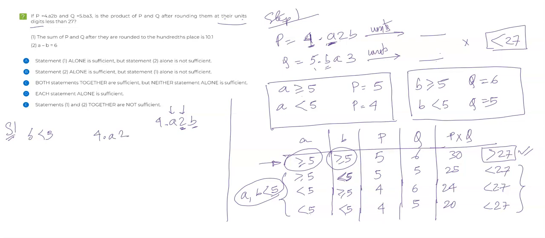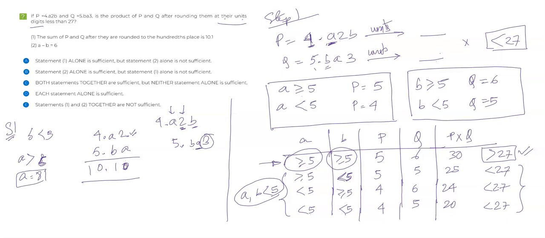Q is 5.BA3. If I'm rounding at this point, I'll look at 3. 3 is less than 5, right? So that means Q after rounding off will be 5.BA. And notice this sum has been given as 10.1, which basically means 10.10. Now think about it. You have a 2 here. If after adding up you're getting a 0, what does that mean? It means that A is greater than 5, right? A is greater than 5 and the actual value of A is basically 8.